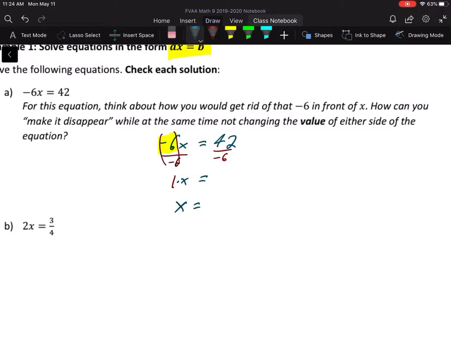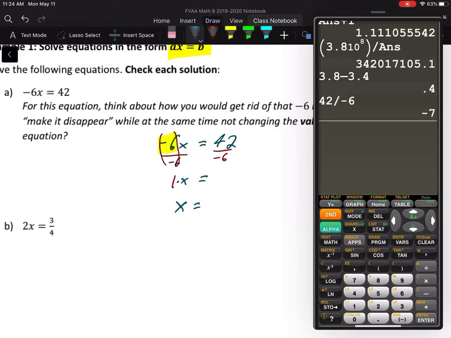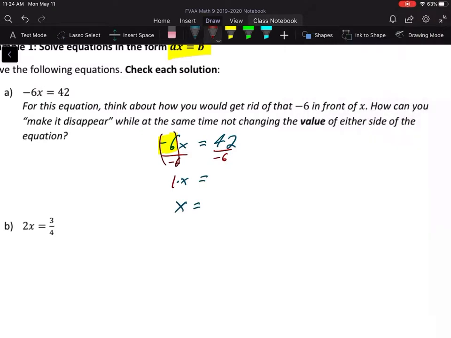Here on this side, negative 42 is divided by negative 6 here is equal to negative 7, right? We can double check that. So that's going to equal negative 7. So here, because it's 1 times x, and 1 times x is just x, I know here that x is equal to negative 7.